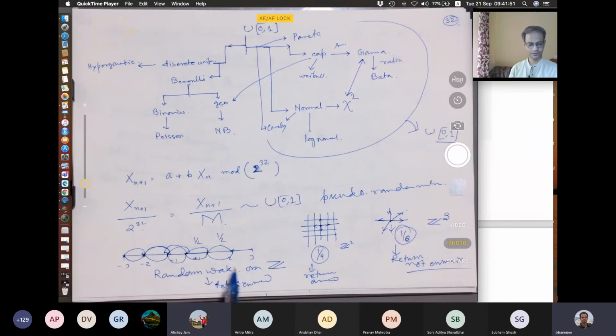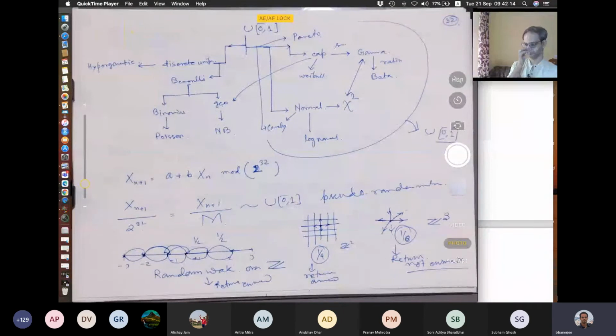Sir, why is return not ensured? Oh, it can be proved. You need to just go in the opposite direction as we go. Yes, and not only from 3 dimensions onward, wherever you go, return is not guaranteed. That proof can be done, and it is not a trivial proof, but it can be done.